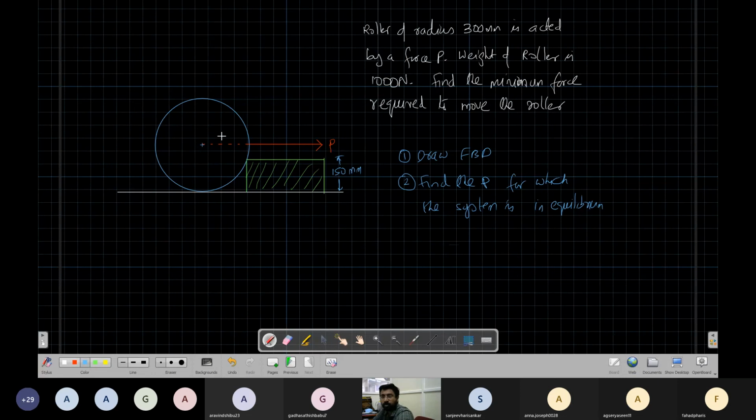So first, I hope you are noting this down, the question on paper. First, you have to draw the free body diagram. I think your scenario is clear. The weight is 1000 Newton. There is a force P acting here. Then the radius is 300 mm. So this is not to scale. I should have drawn it much smaller. Let me see whether I can correct that.